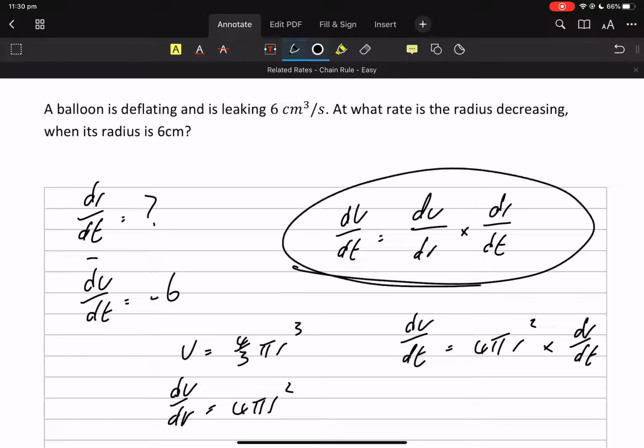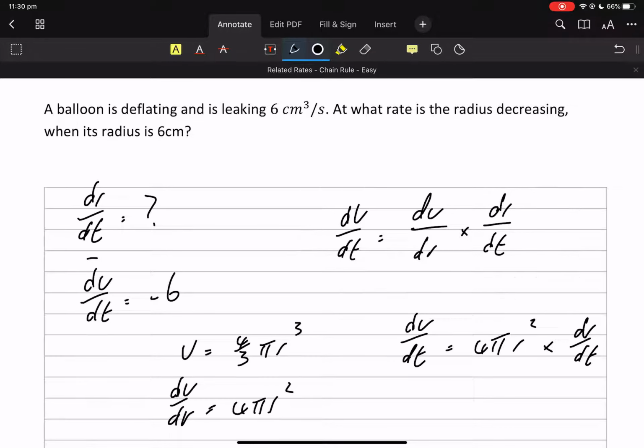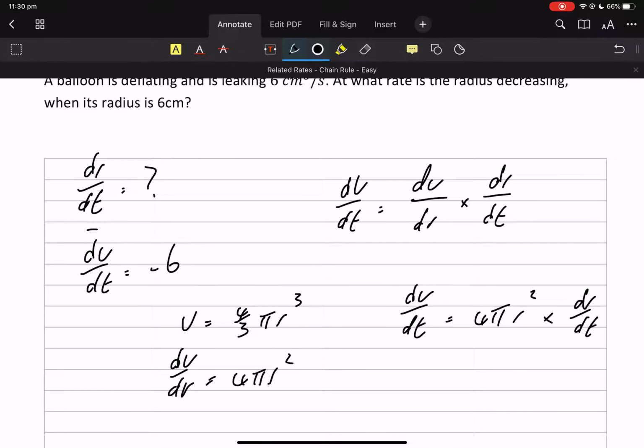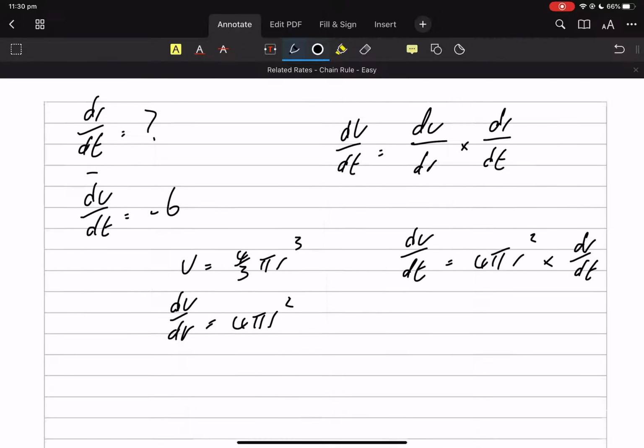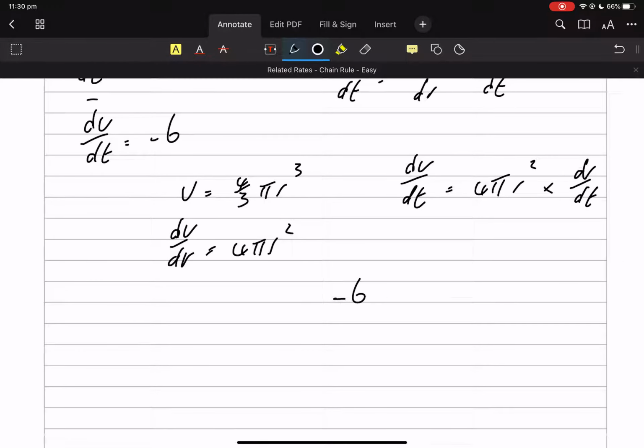That just comes to you, doesn't it? That's easy to look at. It's easy on the eye. So that's okay. Here in the question, we know our dV/dt is minus 6. So I'm just going to put my minus 6 here. My dr/dt is my unknown, so that's okay.